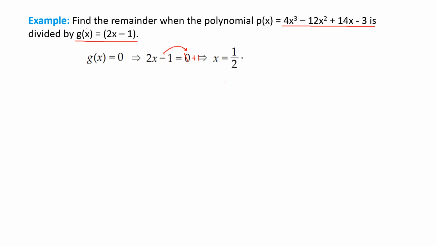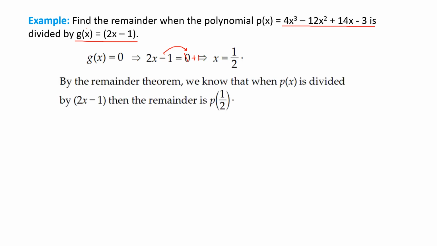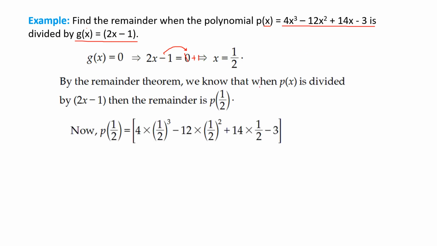Right. Now, by the remainder theorem, we know that when p of x is divided by 2x minus 1, the remainder will be p of 1 by 2. Now, what we will do, we will substitute 1 by 2 in place of x here. It is polynomial. So let us substitute. So we have p of 1 by 2 is equals to 4 into 1 by 2 whole cube minus 12 into 1 by 2 to the power 2 plus 14 into 1 by 2 minus 3. तो यहाँ से स्टार्ट कर रहा हूँ मैं, देखो 7 मिल गया, and this will become 1 by 4.